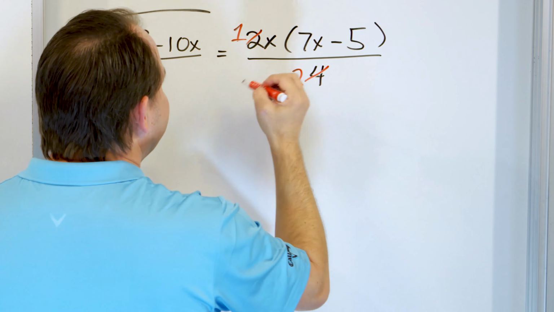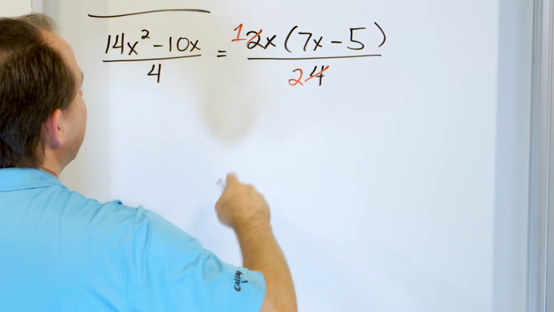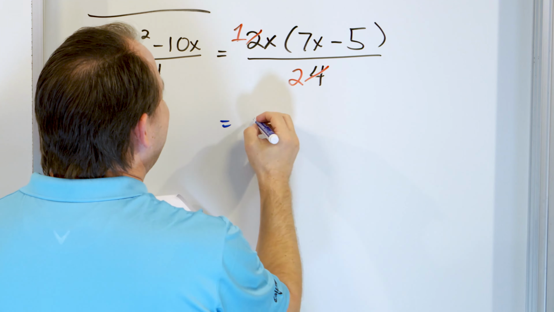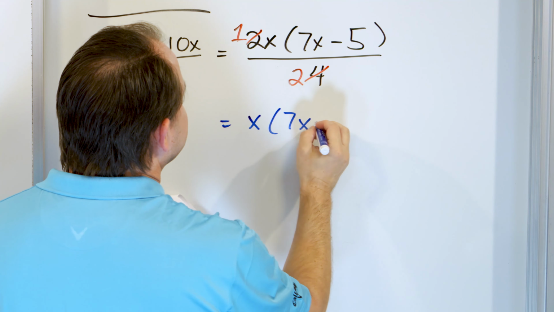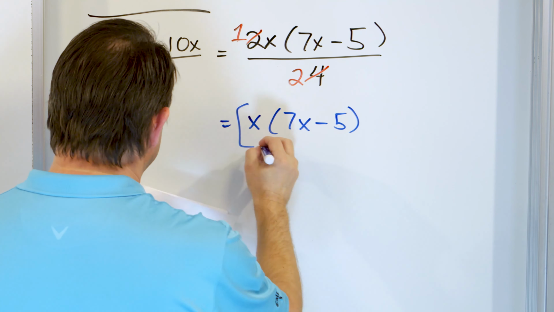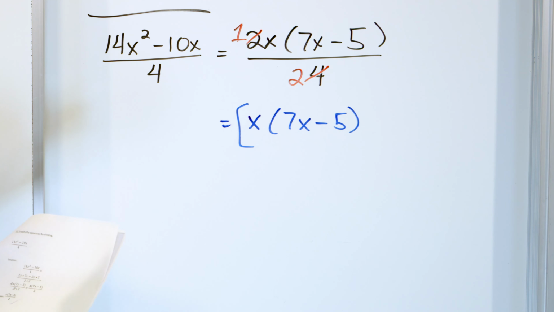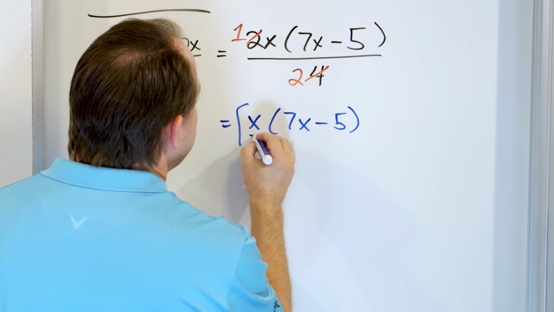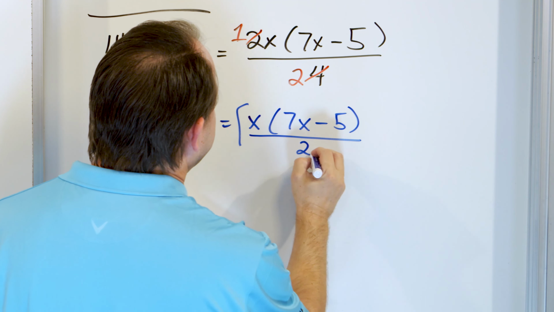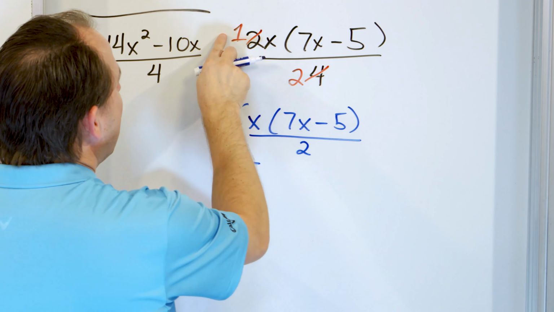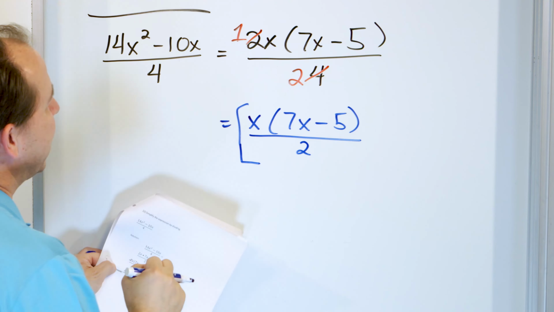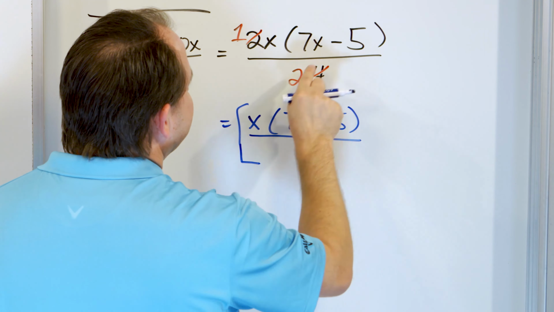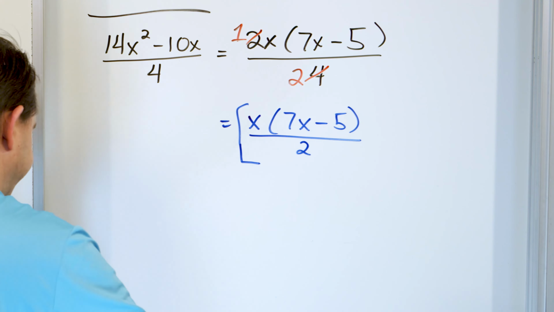4 divided by 2 is 2. And then finally, the final answer will just be an x on the outside, 7x minus 5 on the inside. So x, 7x minus 5. Oops, I made a mistake myself. In the bottom, I have a 2. Forgot about that. So in the numerator, you have 1 times this stuff, but the 1, you never have to write a coefficient of 1. So you just have this, but in the bottom, you still have that 2.